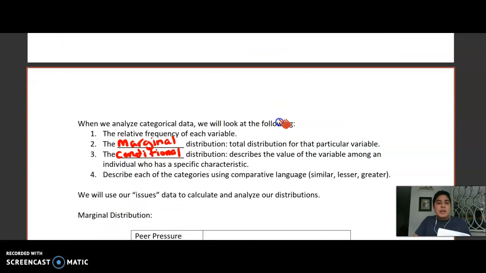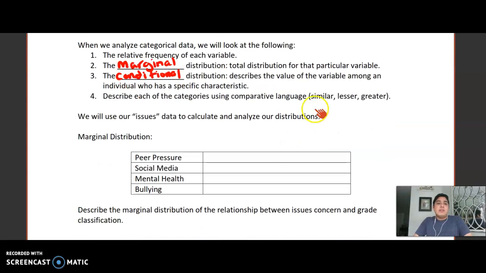So the way we do this, we look at the following. Look at the relative frequency of each variable, which we're going to need to find. The marginal distribution is the total distribution for that particular value, meaning the total number of 10th graders, total number of 11th graders, the total percentage of students who said peer pressure was an issue, who said bullying was an issue, etc. So the marginal distributions are going to be there in our total columns. It's going to be at the end of the columns and the end of the rows.